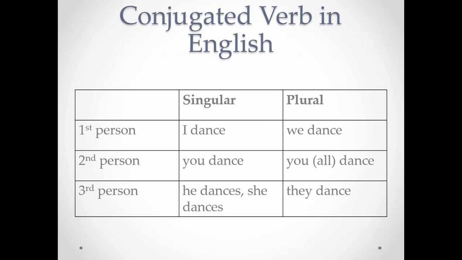So if we look at a fully conjugated verb in English, if we have the first person singular form, it's I dance. Second person singular is you dance. Third person, he dances, she dances. That's the only verb form in English of this particular verb that changes to match the subject pronoun. Then we have we dance, you all dance, and they dance.